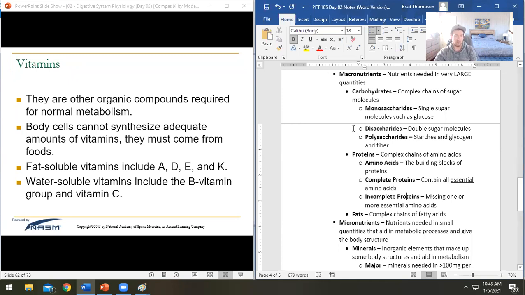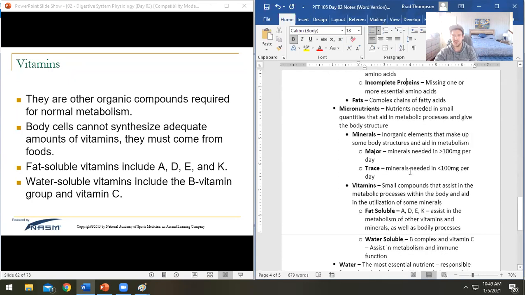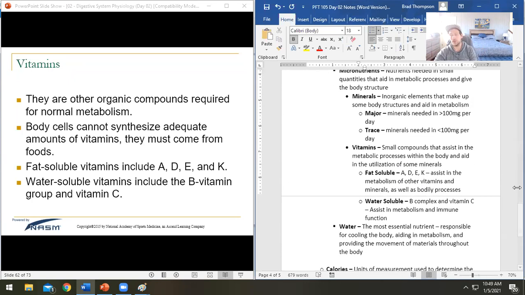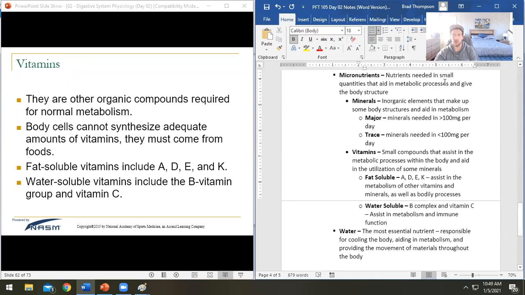So then we've got our vitamins. These are the first part of the micronutrients. So micronutrients are needed in small amounts, right?